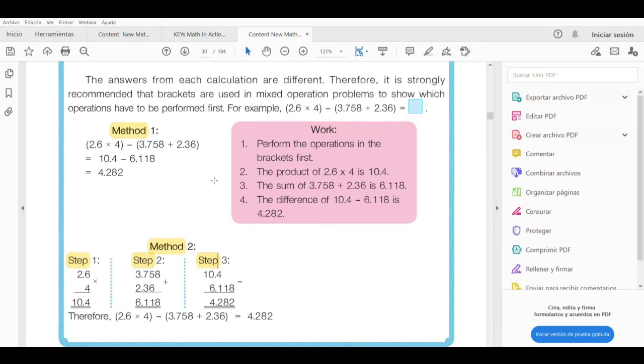So I want you to repeat with me these two words. Method. Method. Okay, very good. And step. Step. Okay. So this is how to perform the two methods to perform the mixed operation.